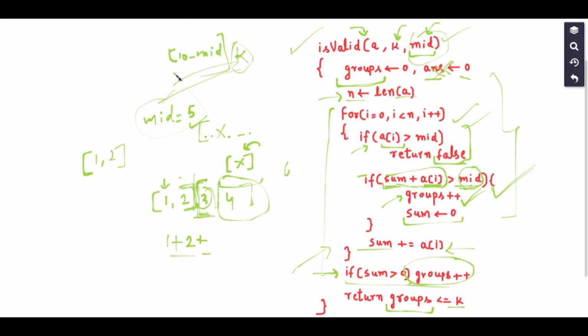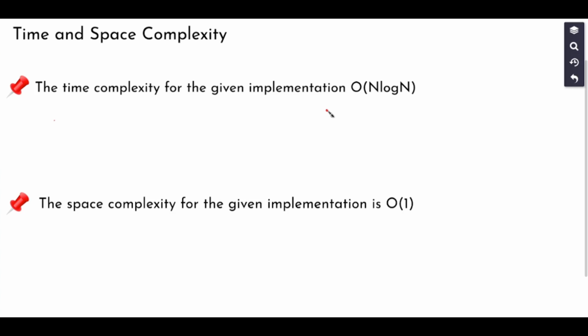Now let's discuss the time and space complexity for the implementation. Since we are performing a binary search, the binary search basically takes log of n, while the complexity of the predicate function or the boolean function is linear because we are traversing over the array. So the overall time complexity becomes n log n, while the space complexity is constant, as we are not using any extra auxiliary space.